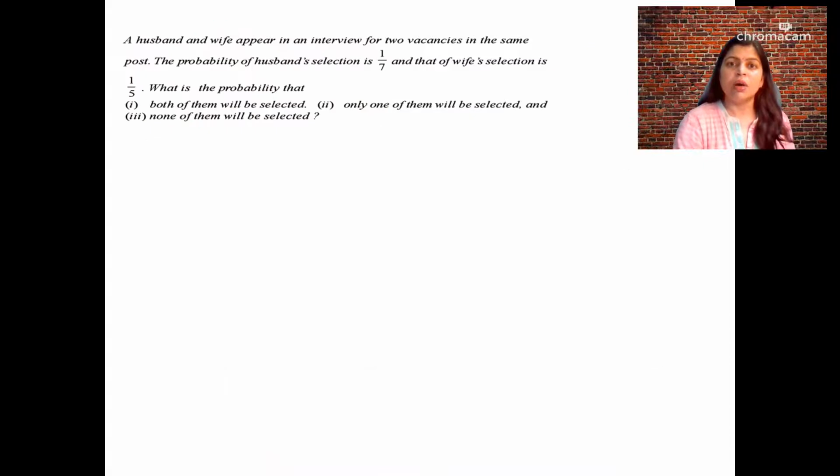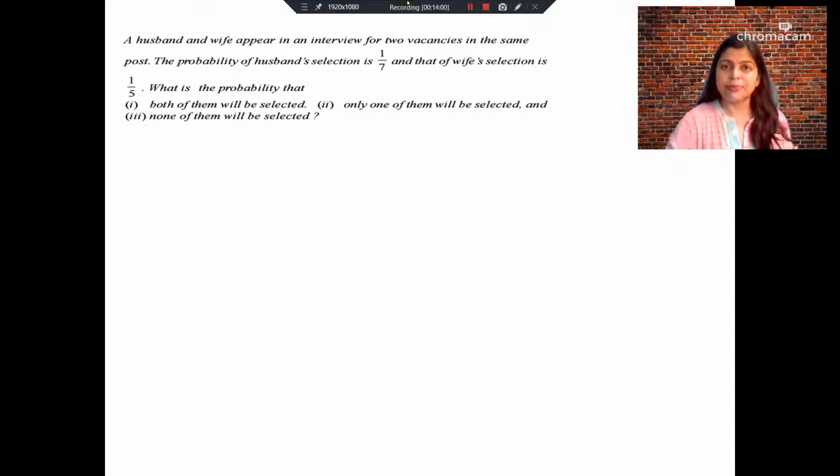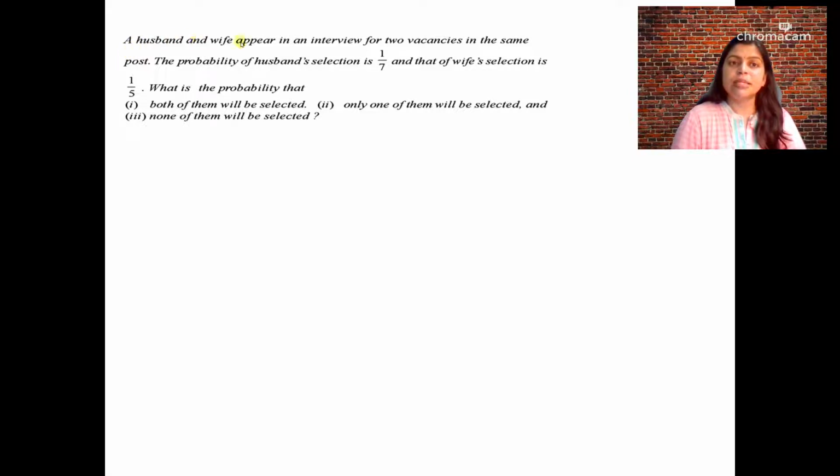Fine. So now let me take another example, and it is very interesting, and it has many concepts. In this example, you can see the question is, a husband and a wife appear in the interview for 2 vacancies in the same post. The probability of the husband's selection is 1/7 and the wife's selection is 1/5. What is the probability that, first, both of them will be selected?